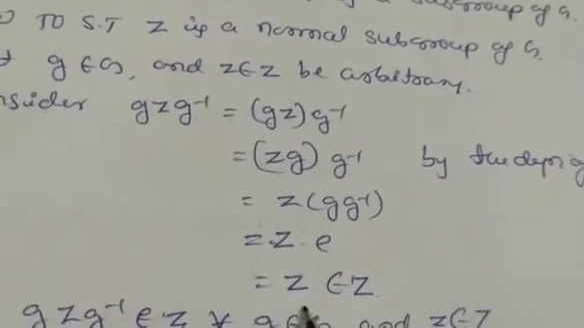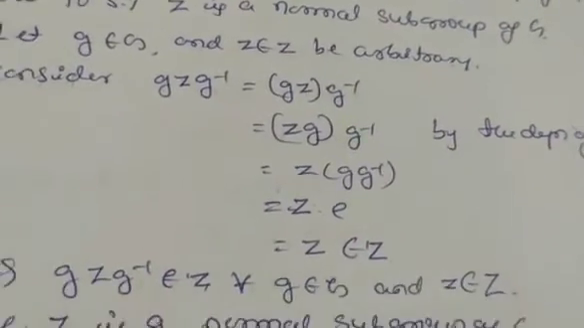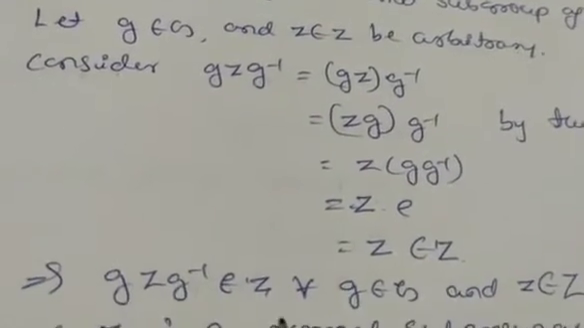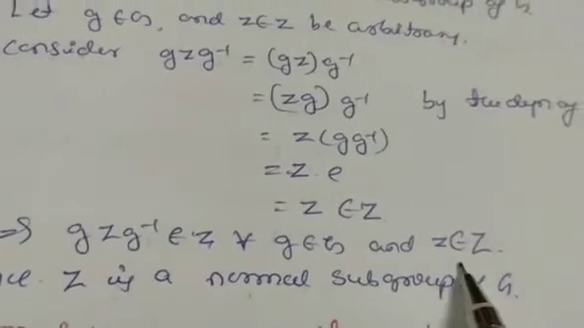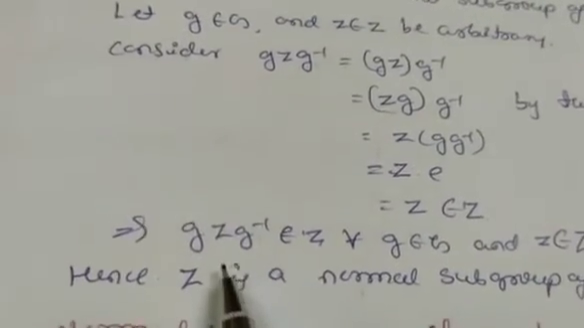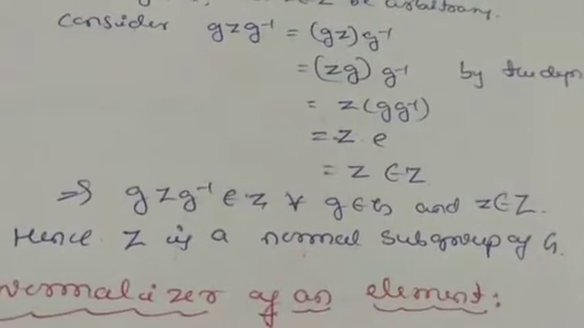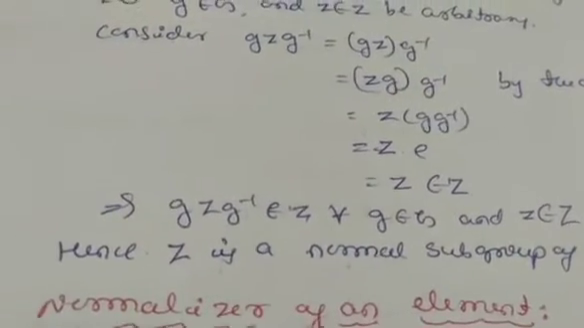So now z into e is again z, which belongs to Z. So what we have here: g z g inverse belongs to Z for all g belongs to G and z belongs to Z. So this is the definition of a normal subgroup. Hence Z is a normal subgroup of G. So this is the proof of this theorem.